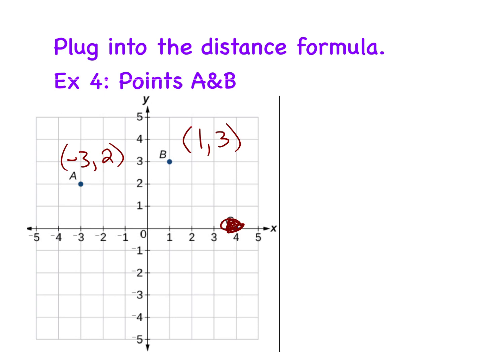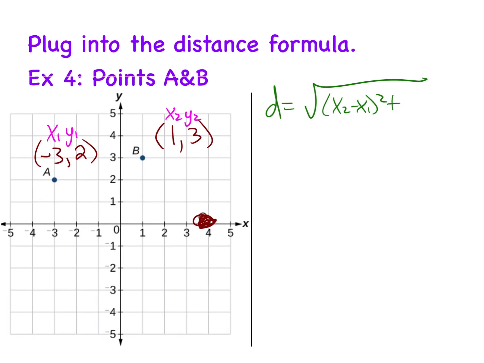So let's label these. One of them's going to be x1 and y1. One's going to be x2 and y2. Remember, it doesn't matter which one you label 1 and 2. I could have called the negative 3, 2 x2, y2, but the other one would have just become x1 and y1. You can have them switched, and it's totally fine. It'll still work out the same. So my distance formula is going to be the square root of x2 minus x1 squared plus y2 minus y1 squared. Now let's just plug into it.